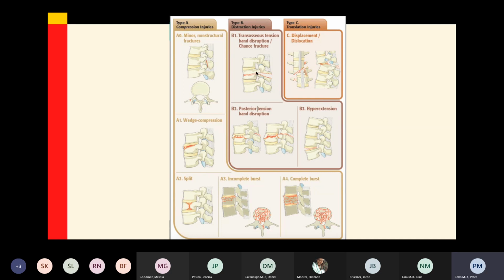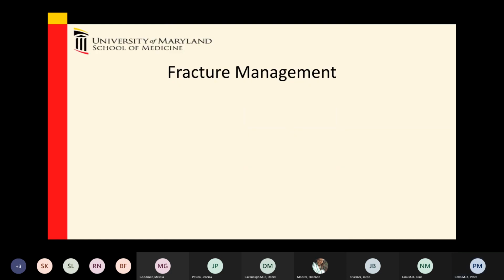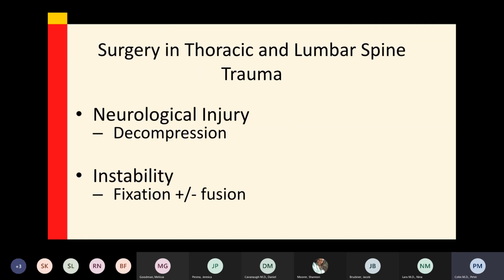And once we get into B-type fractures, this is where we get into more consistently unstable injuries. Really, B2 and B3 are always considered unstable injuries. B1 fractures can occasionally be treated non-operatively, and we'll get into that a little bit later. And then C-type fractures, or any fracture with a dislocation, is the easiest way to think about it, and obviously unstable. So we'll get into management. We'll try to spend most of the time on some of the more controversial areas of management.